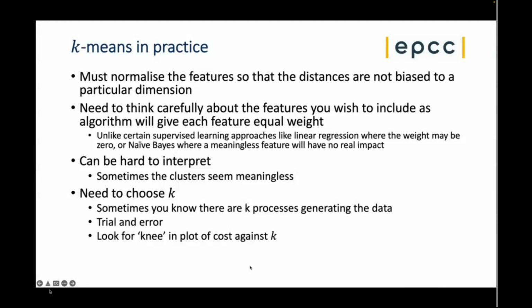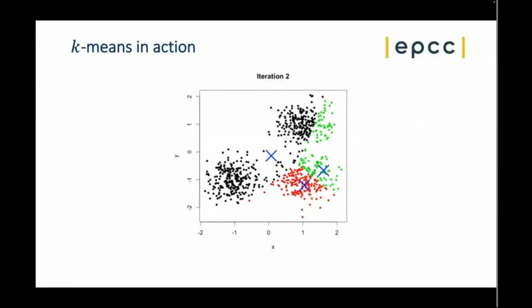You need to choose your value of k. Sometimes you know that there are K processes generating the data. So again, you might have some idea of roughly why there might be a different number of clusters, if you have some domain knowledge. Sometimes it's just by trial and error.